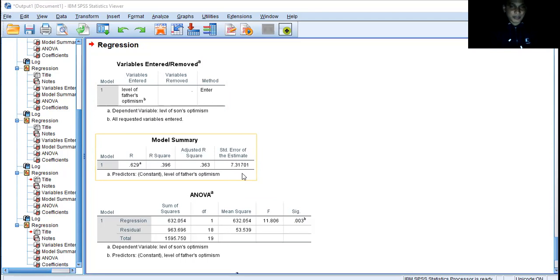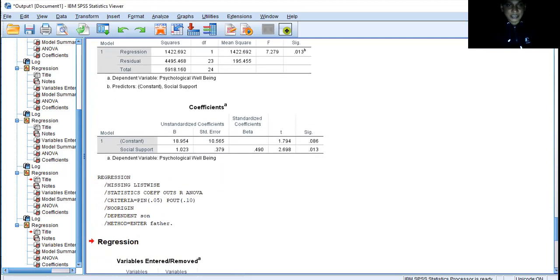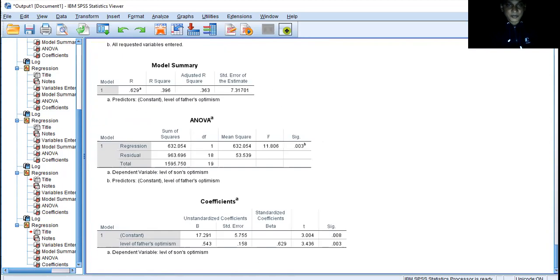And then the ANOVA value, if you see, is 11.806 with significance of 0.003. It's highly significant. And if you look at the t value here, the t value is 3.436 with a significance of 0.003. So the C part of the question, if you do remember, was asking us about the significance of the predictor variable.